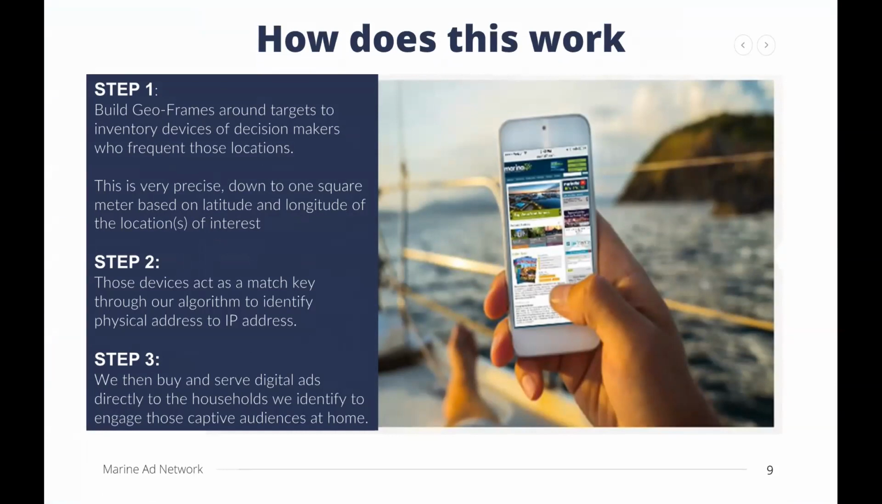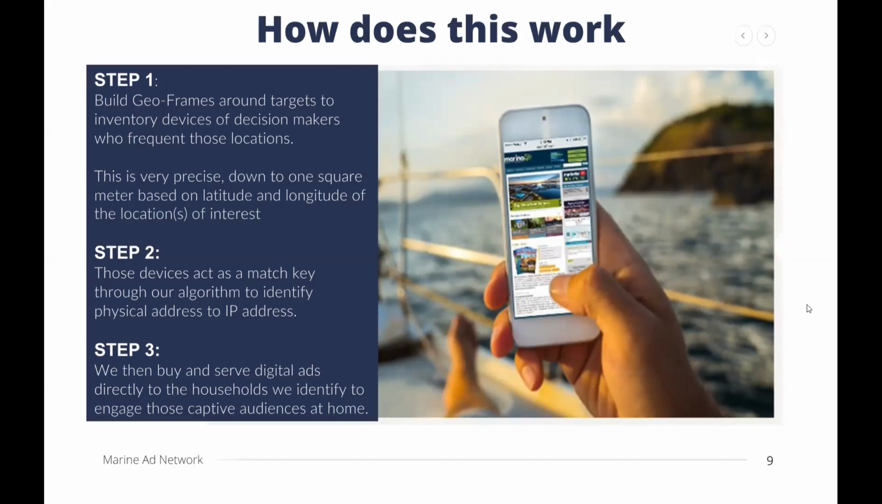So in this case, we'll be looking specifically at business locations, such as marine-based supply stores or past boat shows. So if I was to geoframe a specific business location, I could identify all the devices and I could push that device into our household address records and then mark it to the Wi-Fi of that household or mark it directly to that specific device. So it's super powerful. And then finally, the last step is we go and we buy and we serve digital ads directly into that household Wi-Fi or onto that specific device of the person that was in that location.